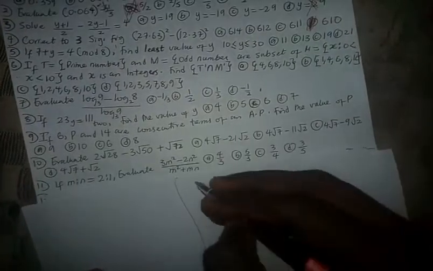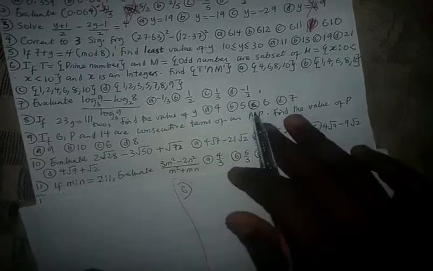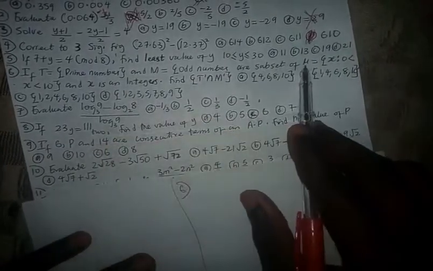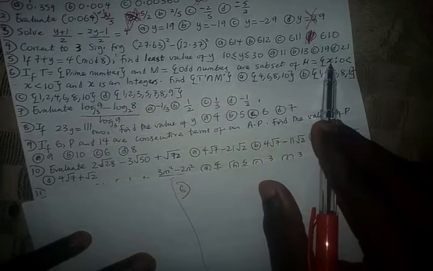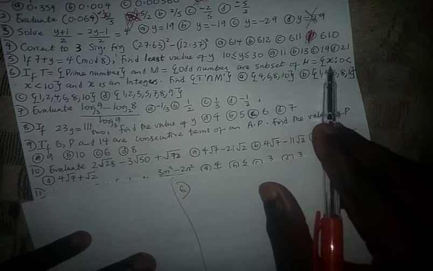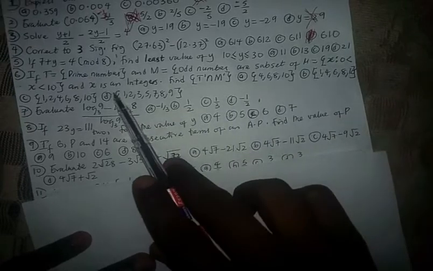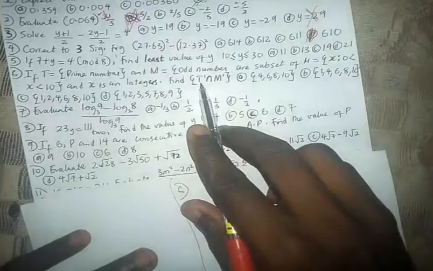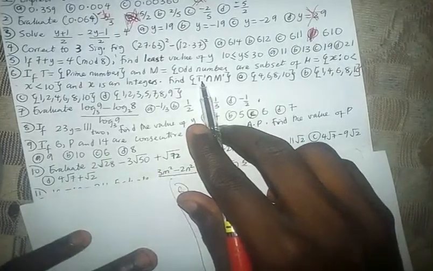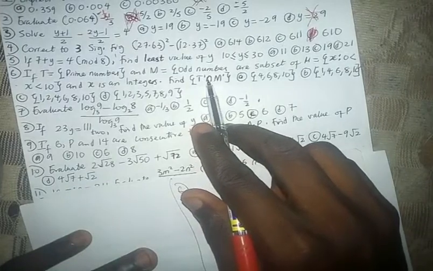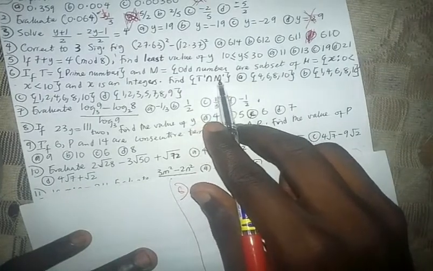Number 6. They said if T is equal to prime numbers and M is odd numbers, a subset of U, which is equal to x such that 0 is less than x less than 10 and x is an integer, find T complement intersection M complement.